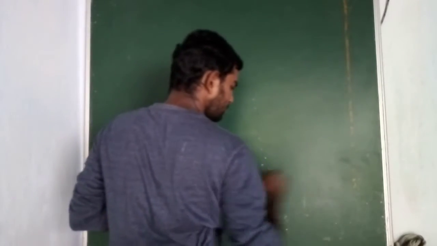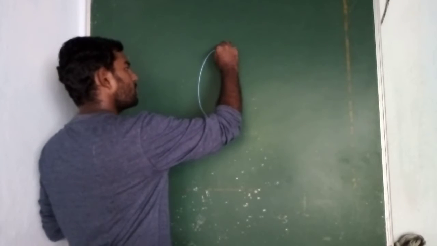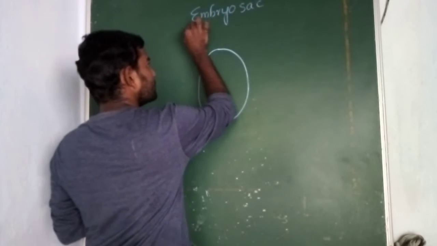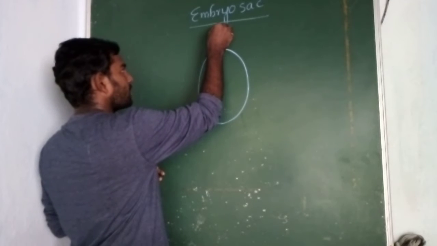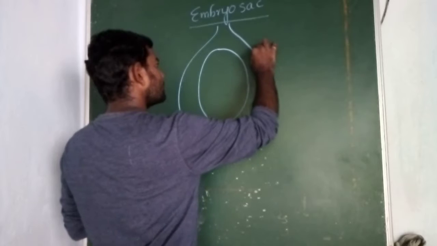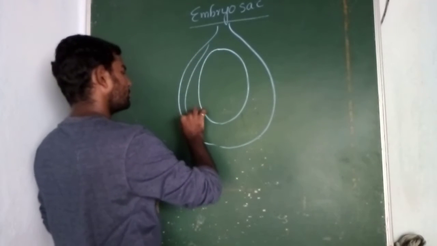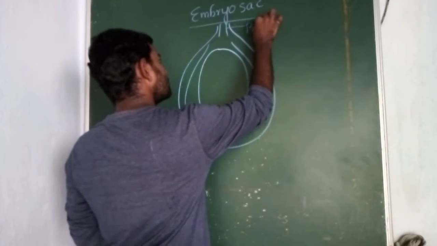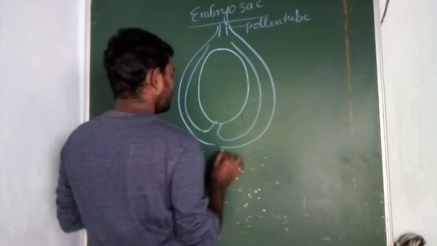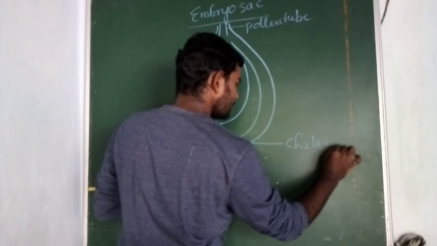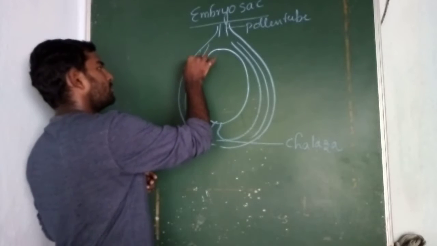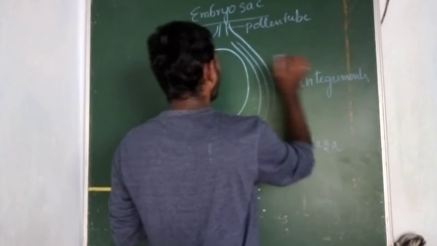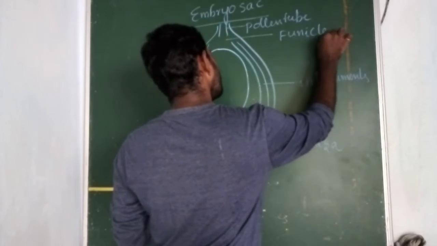If you see, the embryo sac, or female gametophyte, is surrounded by some layers. From here the pollen tube, and the next one is the chalaza, and having integuments and funicle. So inside is the embryo sac.